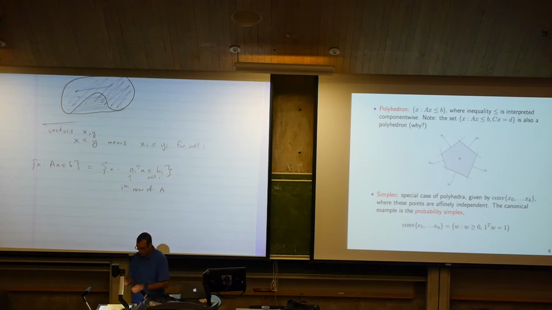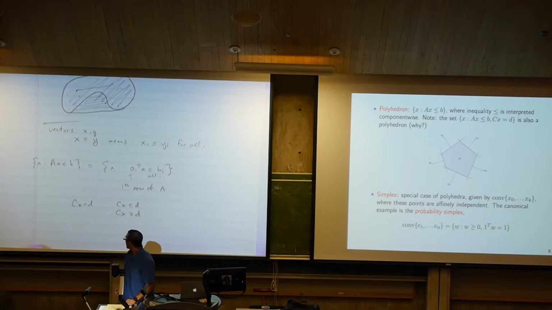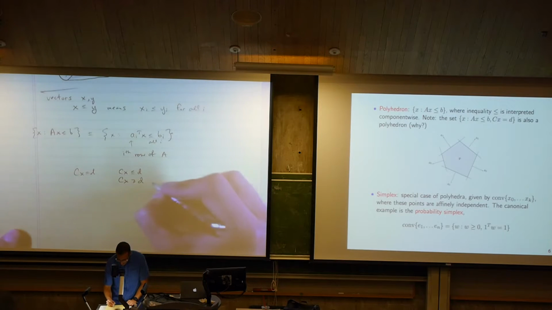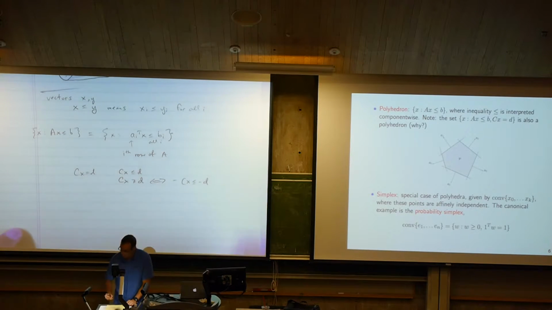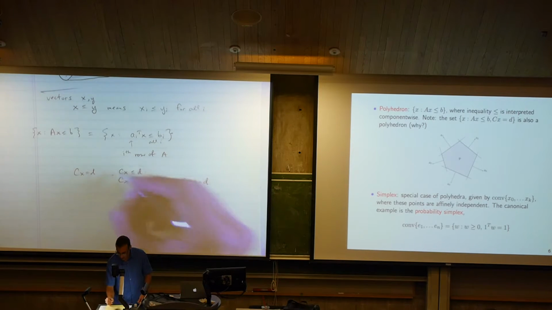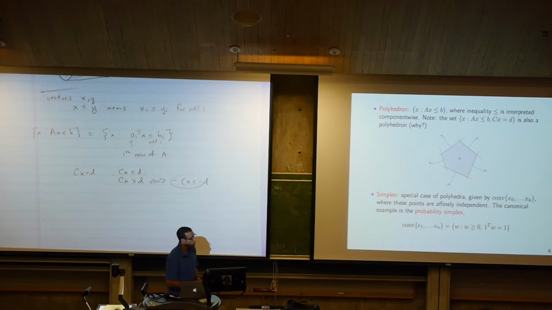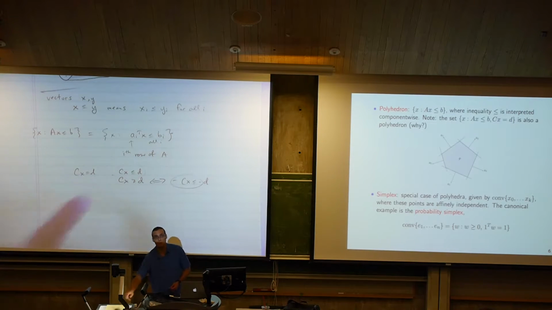Right, exactly. So I can always write Cx equals d as Cx is less than or equal to d, and Cx is bigger than or equal to d. And this one I can always write as minus Cx is less than or equal to minus d. So there you go, right? I have these inequality constraints and those inequality constraints, and they are basically equivalent to requiring that Cx is equal to d. So I'm just going to add more inequality constraints.